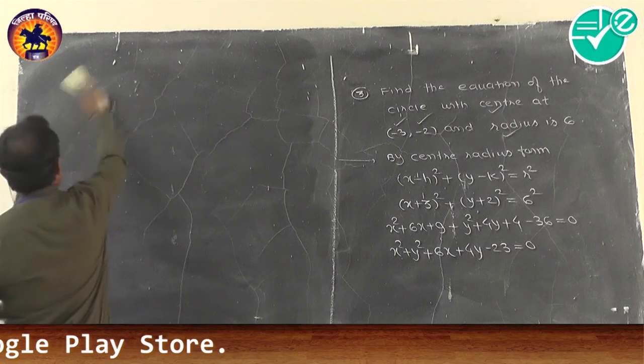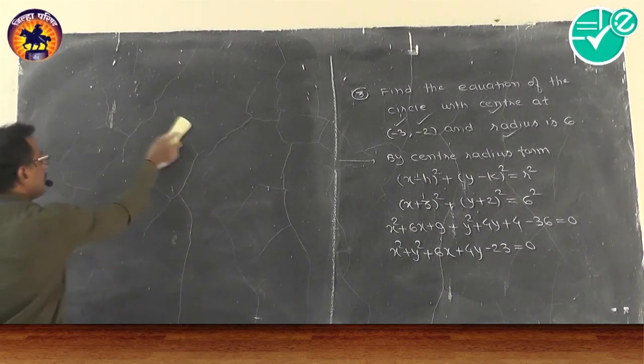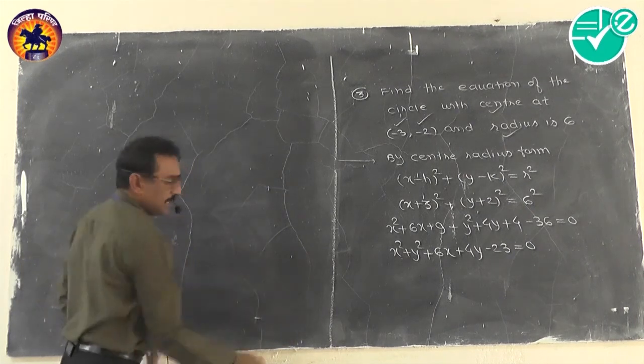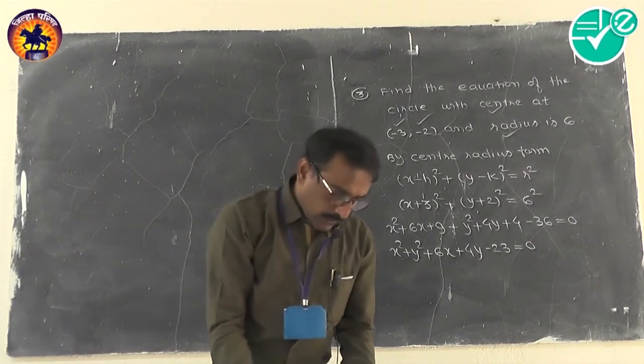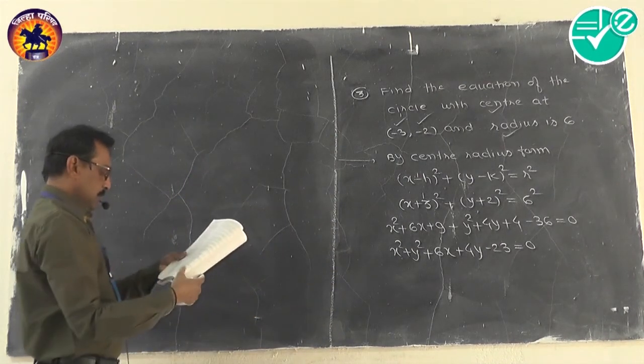Now we will change the matter. In this one, the center is provided and the radius is provided. That's why we are using center radius form. Suppose one change they have given. Suppose this question is given.